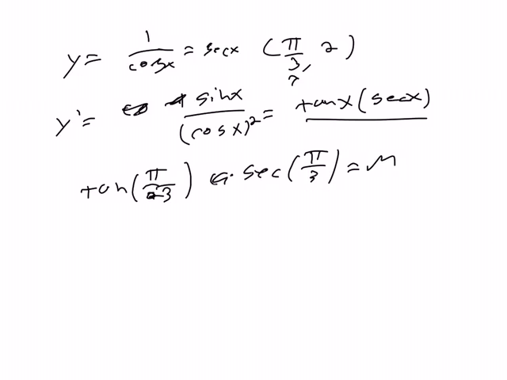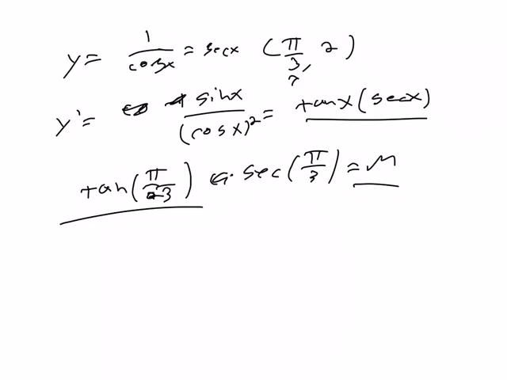I am not going to actually compute all these pi's over there. I mean, plug it into a computer or something. I don't remember this stuff anymore. But anyway, m is that, and then you find the equation of the line for the point pi over 3 comma 2.